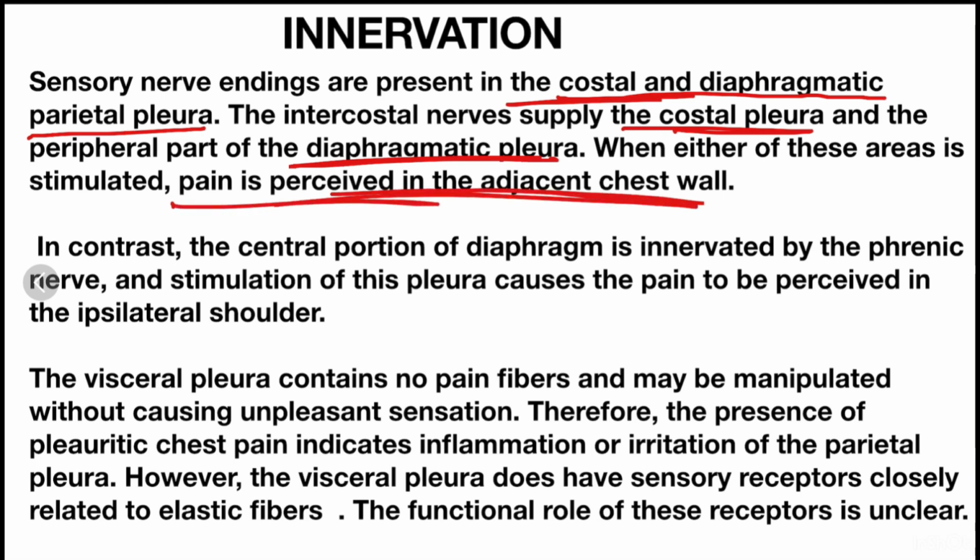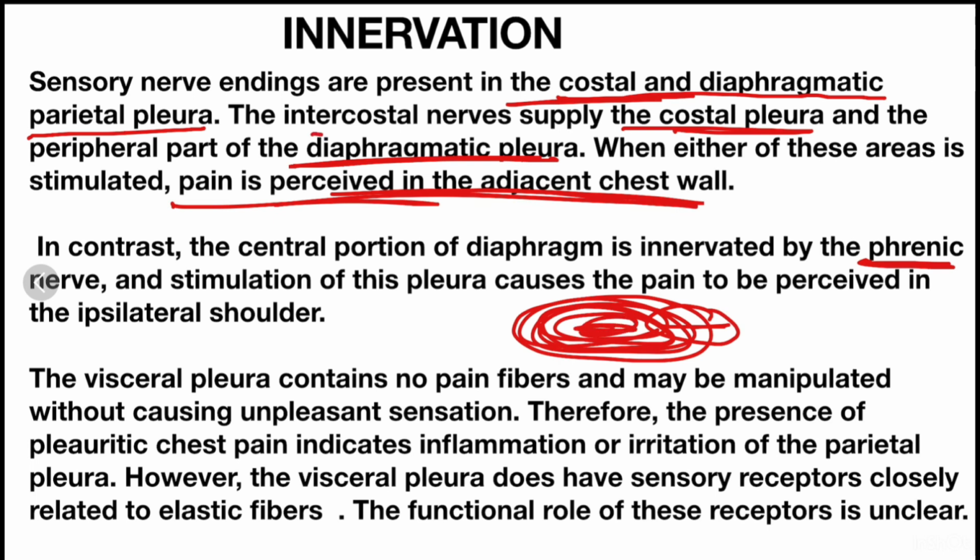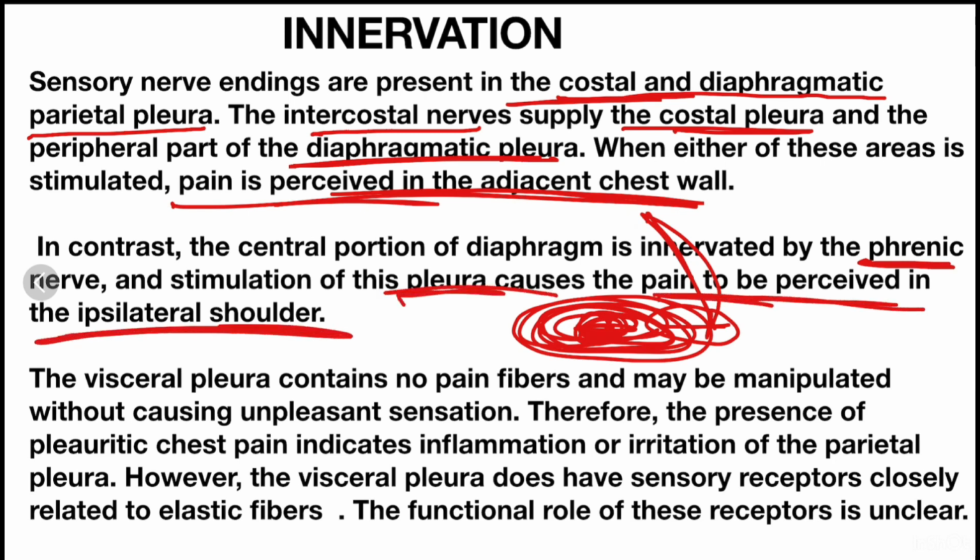Very important. In contrast, the central portion of the diaphragm is innervated by the phrenic nerve. Very, very important. So if the diaphragm has this kind of appearance, then this peripheral part is supplied by the intercostal nerves, and this central portion is supplied by the phrenic nerve. They are telling that stimulation of this pleura causes pain which is perceived in the ipsilateral shoulder. Very, very important. If a patient is having pain in the ipsilateral shoulder, then you should suspect a lesion in the central portion of the diaphragm.